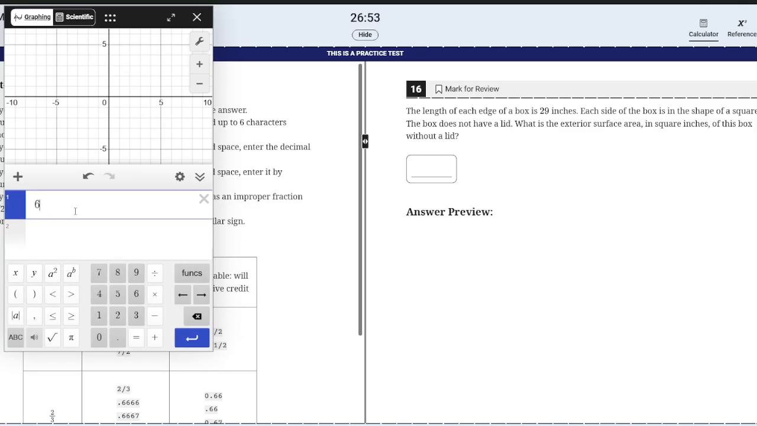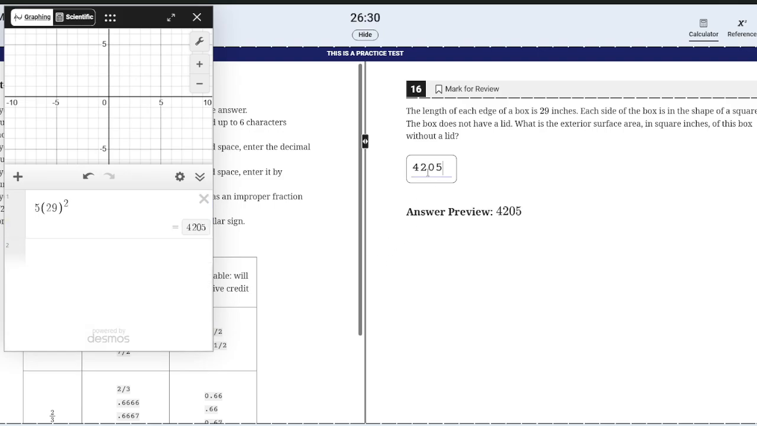is typically just going to be 6s squared for a cube, but because we don't have a lid, that means we only have 5 sides to work off. So we're going to do 5 times 29 squared, because it clearly says the box is in the shape of a square, meaning each side length, width, whatever, is going to be 29 inches. So 29 squared, so that's going to be 4205 is our answer.